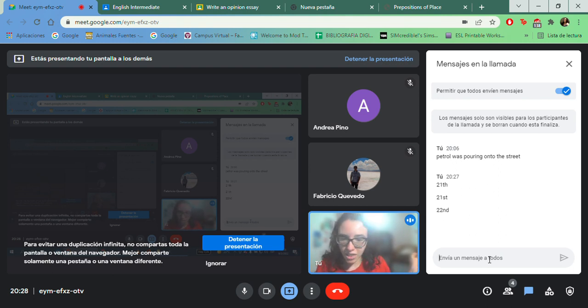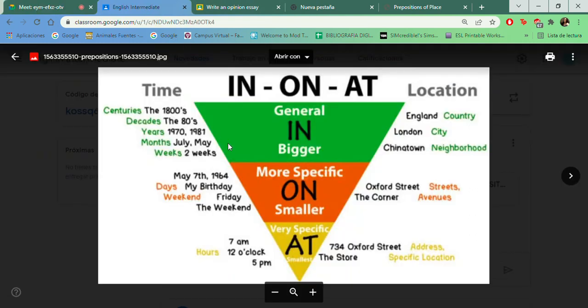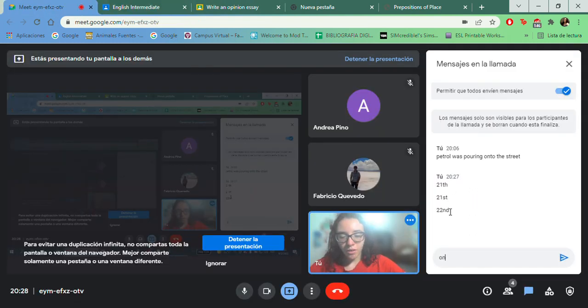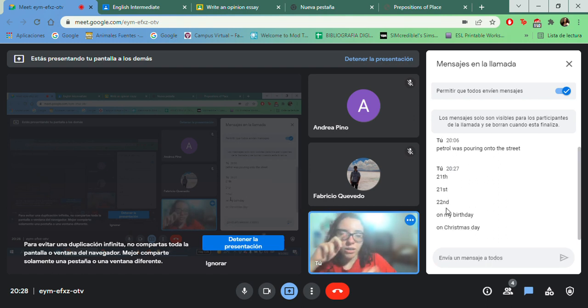Ordinal numbers in general are used for sequence, anything, for floors of a building, right? I live on the third floor, for example. Good. So for specific days, for example, my birthday, on my birthday, because it's a specific day. At my birthday would be the place with the party. On Christmas Day, right? We have to add Day in that case. Great.